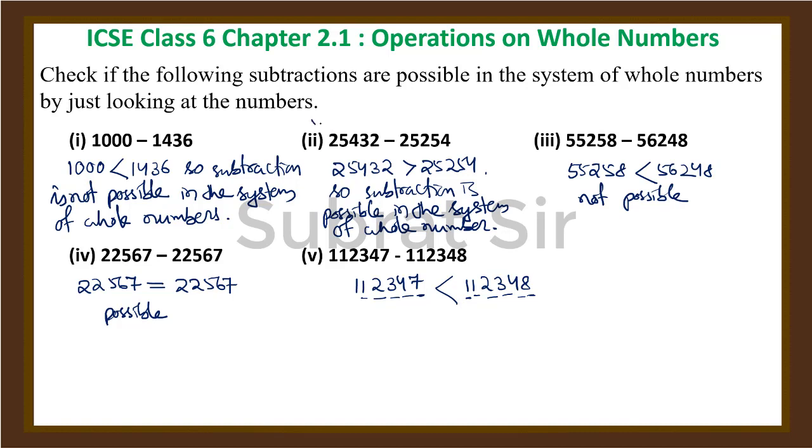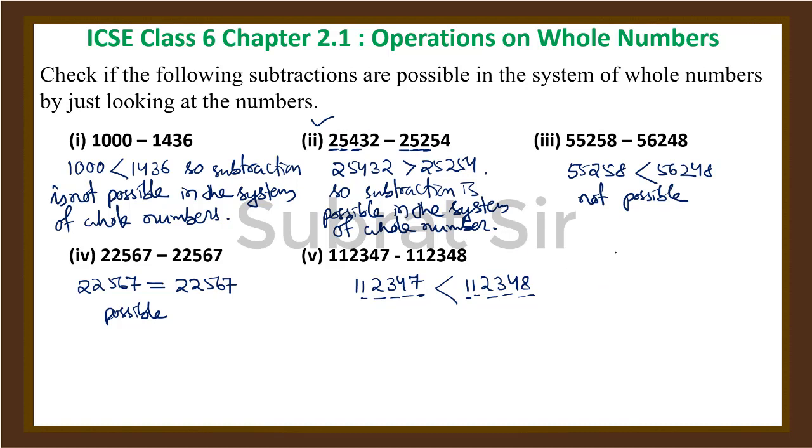See, the second number, we will check again. Here 2, the leftmost digit. Then the next one 5, both are same. Then the next one, this one 4 and this is 2. So 25432 is greater than 25254.